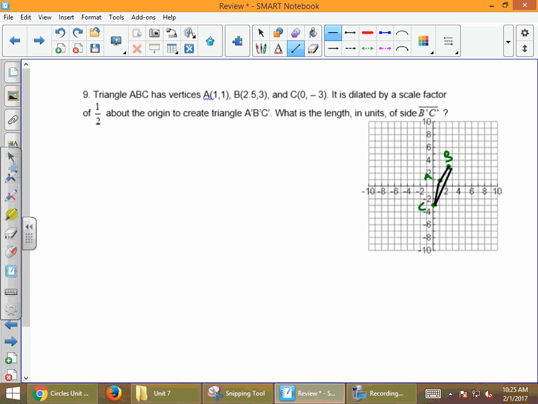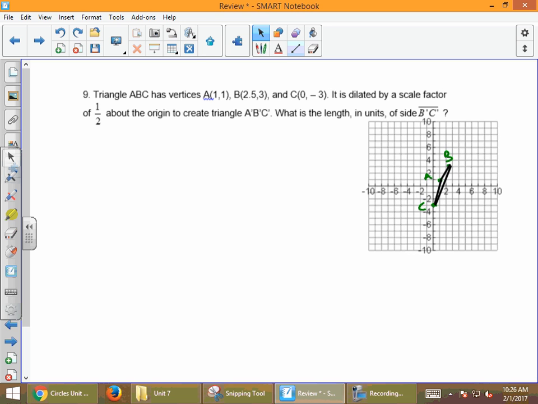And oh boy. Oh my goodness. And the triangle looks a little doofy. We dilated this triangle by a scale factor of 1/2 about the origin to create a new triangle. What is the length in units of side BC? Okay. You could do the dilation and then find the length of your new side.